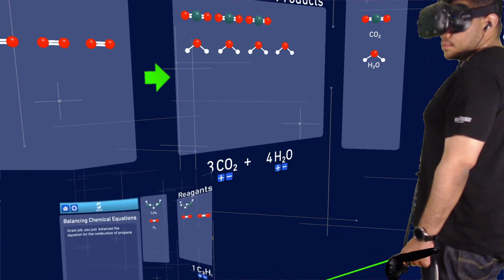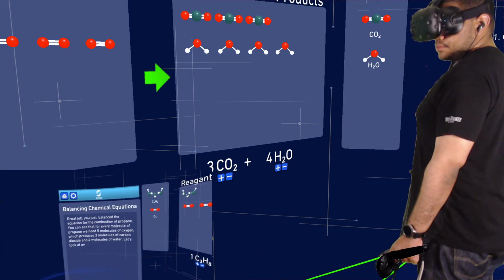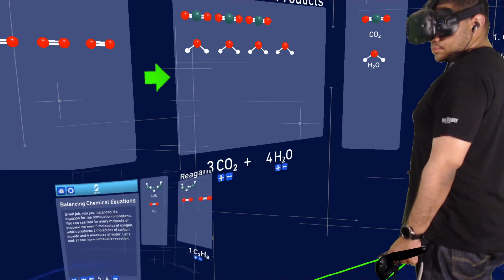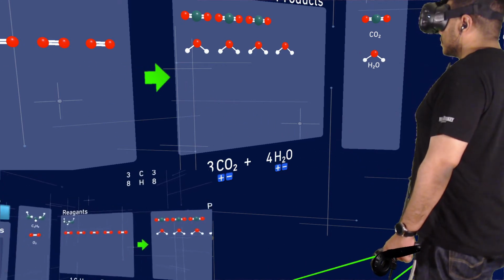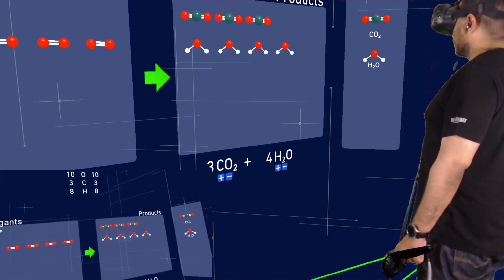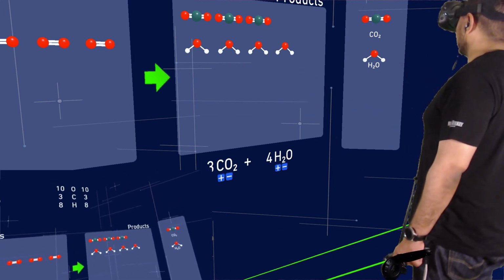Great job! You just balanced the equation for the combustion of propane. You can see that for every molecule of propane, we need 5 molecules of oxygen, which produces 3 molecules of carbon dioxide and 4 molecules of water. Let's look at one more combustion reaction.